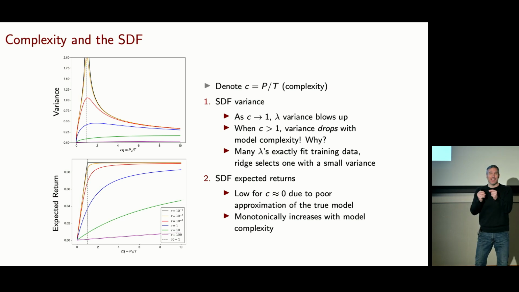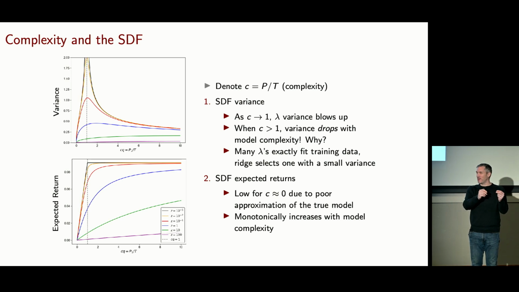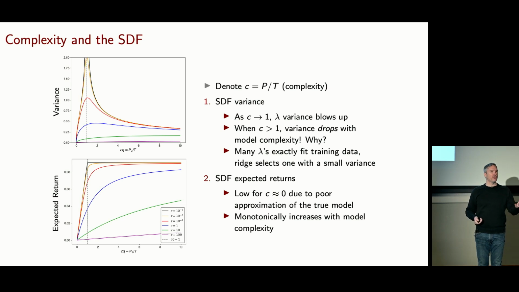When I get to c equals 1, I have exactly the same number of unknowns as I have equations in my regression system. I've exactly fit the training data, right? That's a very volatile estimator. And so, of course, the variance spikes here. So if you want to understand where the virtue of complexity comes from, it comes from the surprising behavior when you take complexity above 1. You start to introduce more parameters than you have observations.